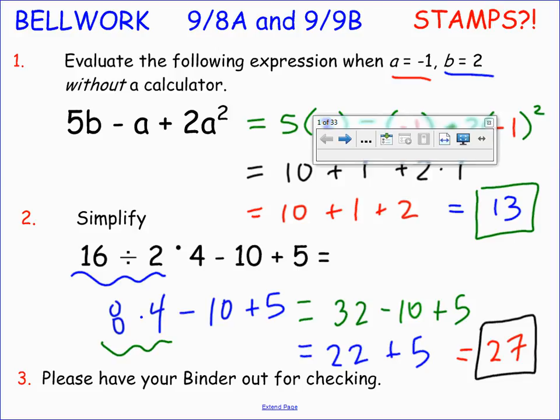Raise your hand if you also got 27. Anybody follow it all the way to the end? Oh, hey, that's great news, ladies and gentlemen. Nice job. If you didn't, that's okay. Fix it. That's why we take this time at the beginning of class to take care of our bell work together. Awesome. What kinds of questions do you guys have on our bell work today?